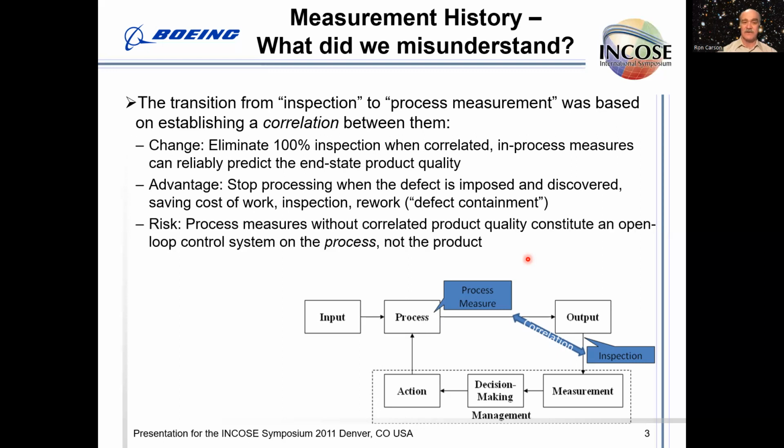The risk is that if you have a process measure that's uncorrelated to product quality, then you have essentially an open loop control system on the process, but not the product. So you're not making measurements of the output, and you're not necessarily tying any particular action based on the process measures back to process change, because you don't really know what the effect of the process measurement deficiency is on the output product quality.